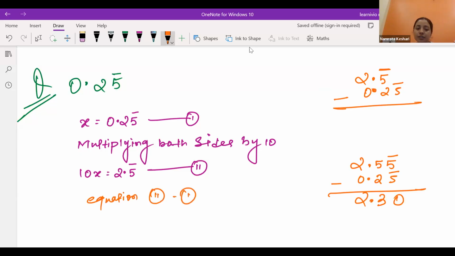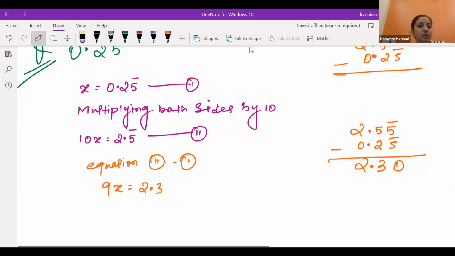So we are going to get 9x equals 2.30. You can write the 0 or leave it, because after the decimal, if the 0 is sitting at the extreme end, it has no value. So we get x equals 2.3 divided by 9. But we wanted to write it in the p by q form, where p and q are both integers.